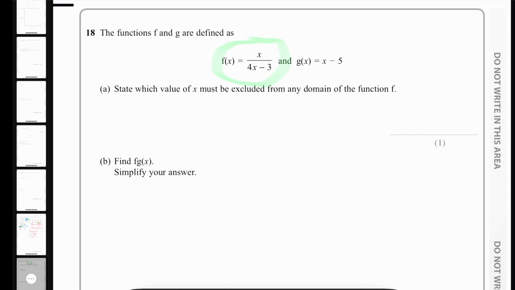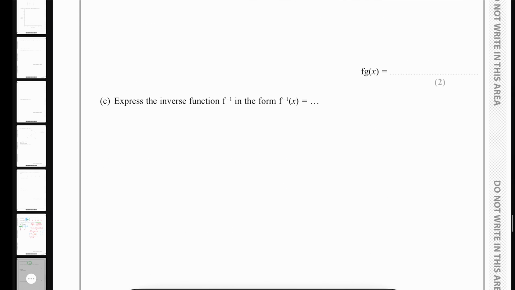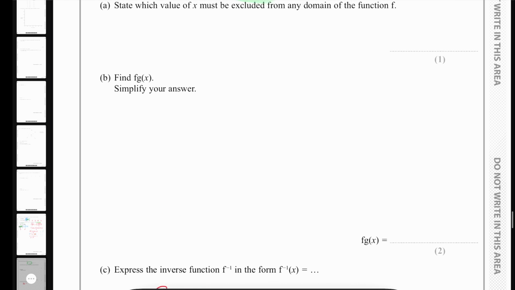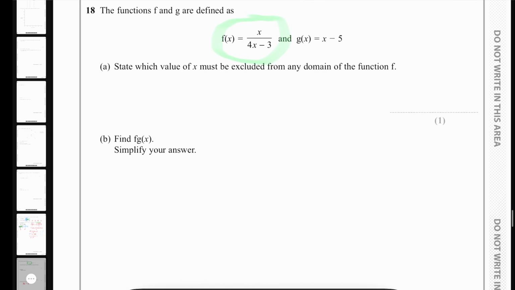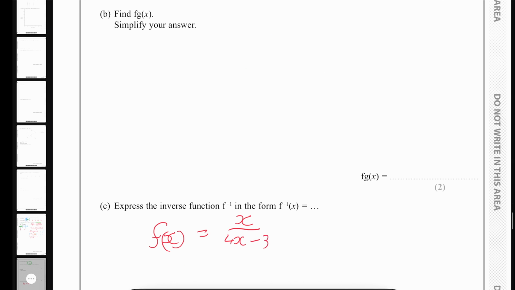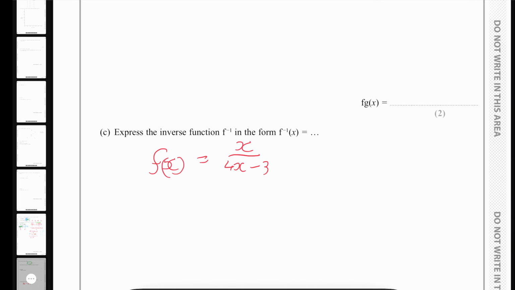So we're going to start with writing it down, I guess. f of x equals x over 4x minus 3. My next step is I'm just going to let f of x equal to y, and then I'm going to switch them straight away. So x equals y over 4y minus 3.